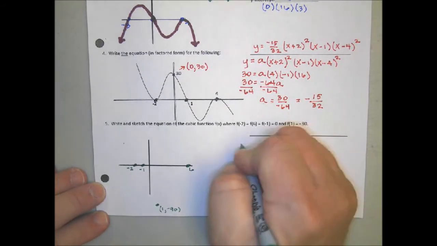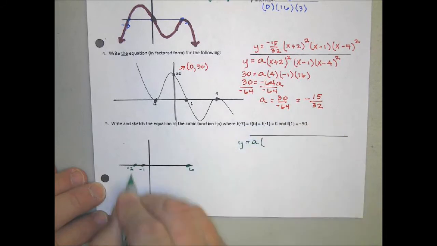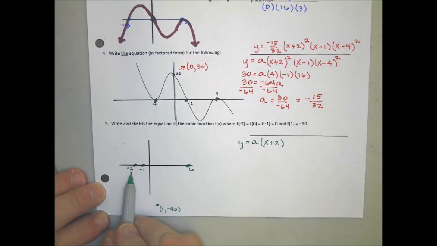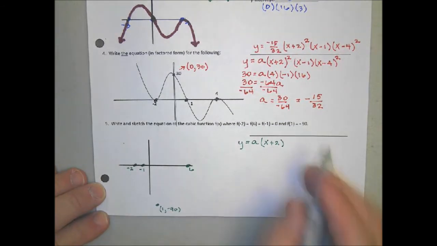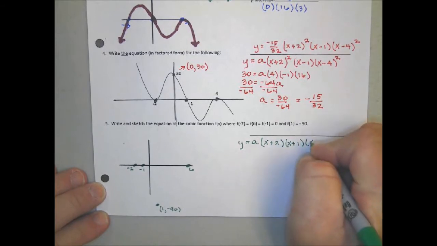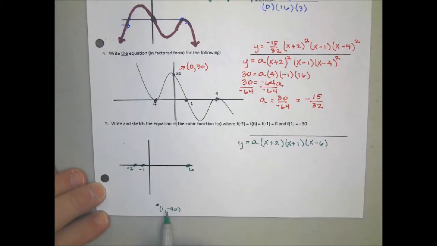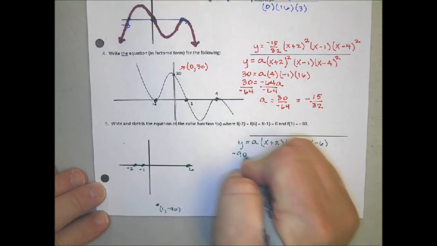So let's start writing the equation. Y equals A times x plus 2. The only way that 0 can be negative 2 would be if this is the factor, x plus 2. And x plus 1 and x minus 6. Now let's use the other piece of information. When x is 1, y is negative 90. So I'm going to substitute negative 90 right here.